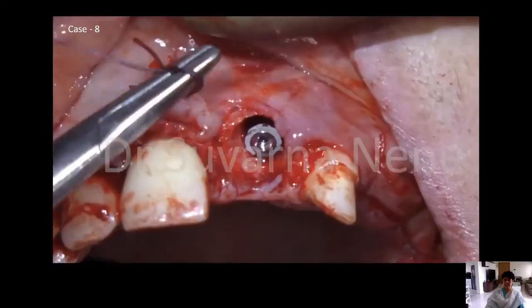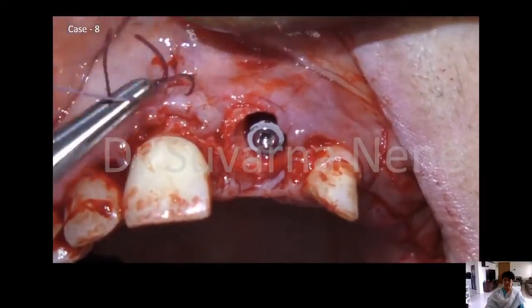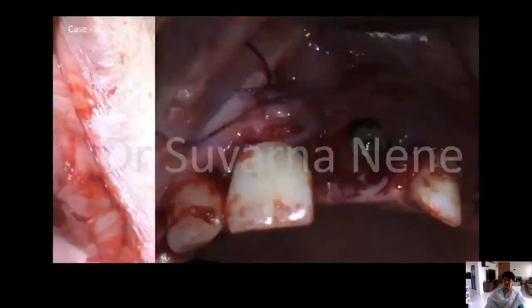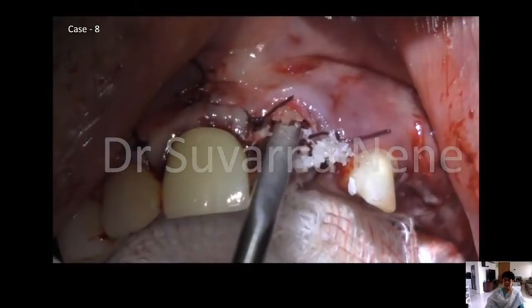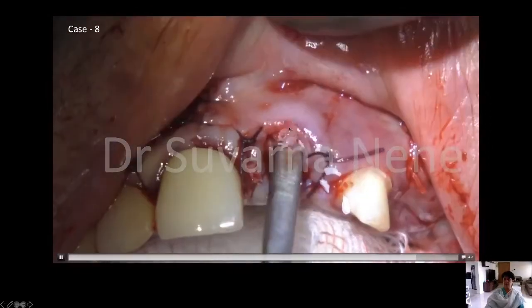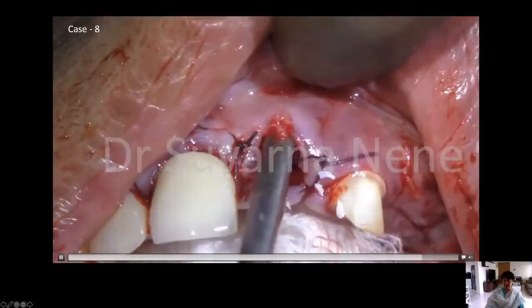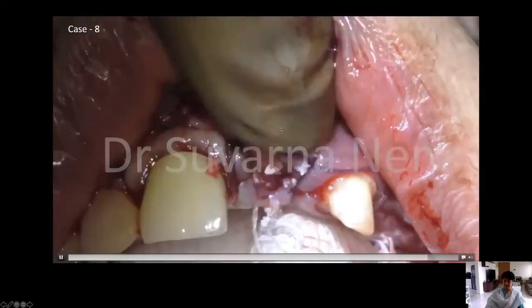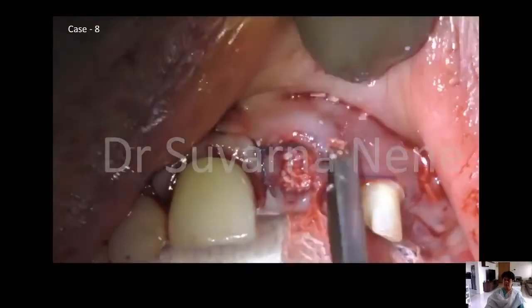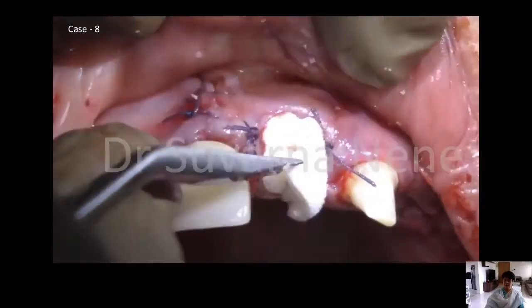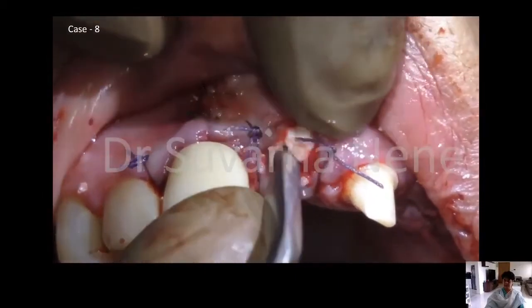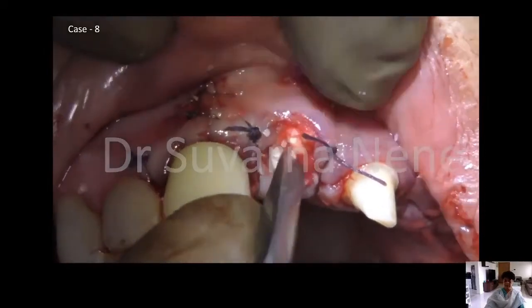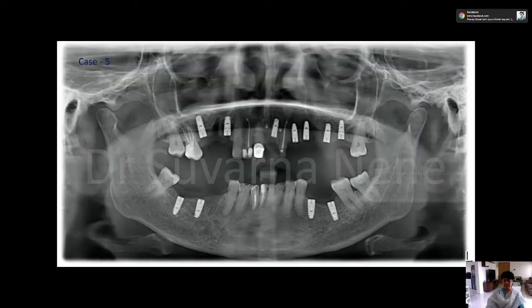Pack it always. I'm closing the vertical raising incision first, because anyway I will not be able to close the socket unless I take a soft tissue from the palate. So here she was not ready for the palatal soft tissue surgery, so we just placed a collagen sponge and we had to leave it open the way you can see it.